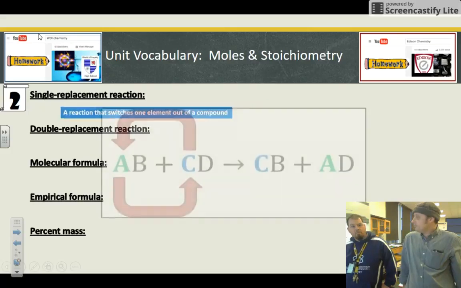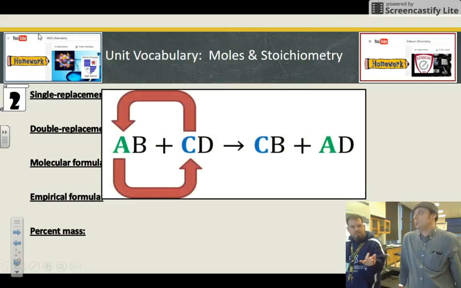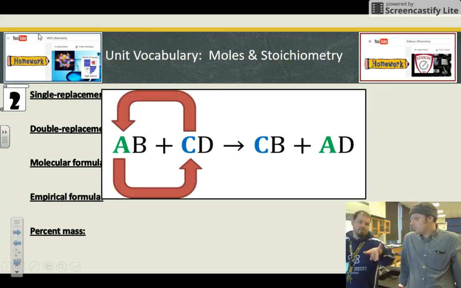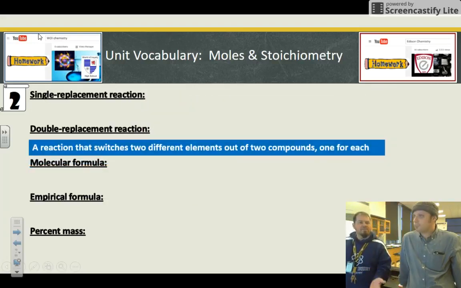And then a double replacement happens twice. So instead of just having an atom and a compound, now I have two compounds, and a species from either compound switch, as you can see. So I have a double replacement. Two different atoms are being replaced, one in each compound.